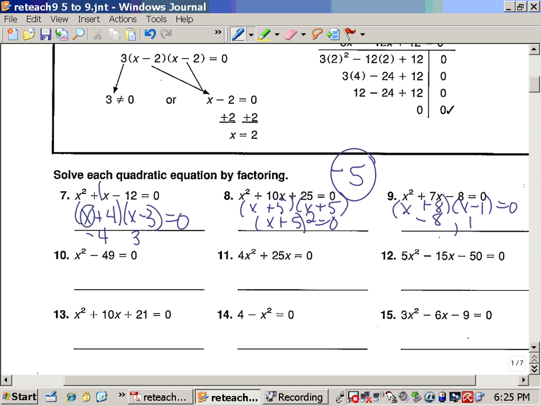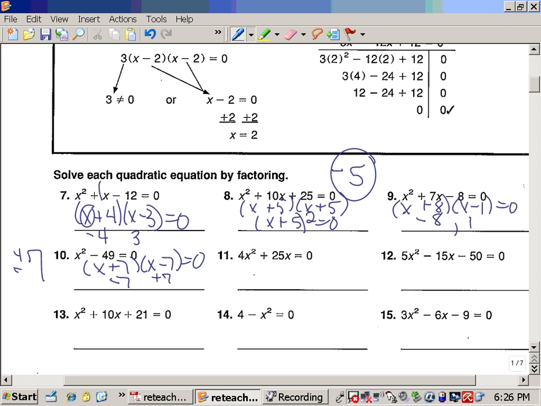Number 10, this is a DOS, or a difference of squares. So that's going to be x plus 7 and x minus 7. The factors have to have different signs. One's a plus and one's a minus. This solution is going to be negative 7 and this one is positive 7. Another way to write that is positive or negative 7.